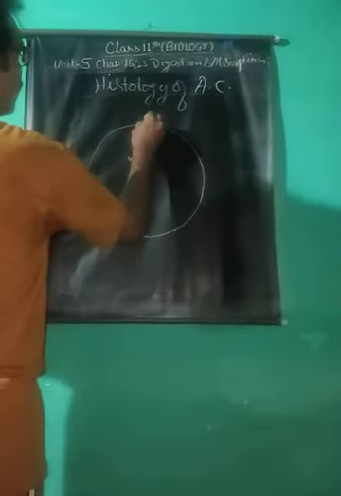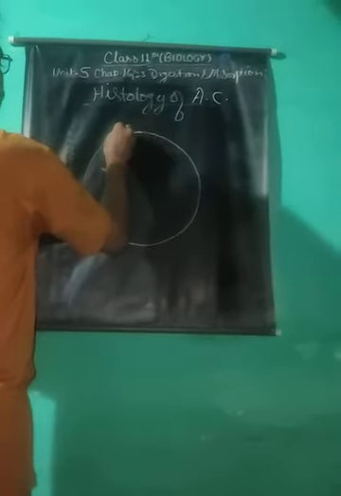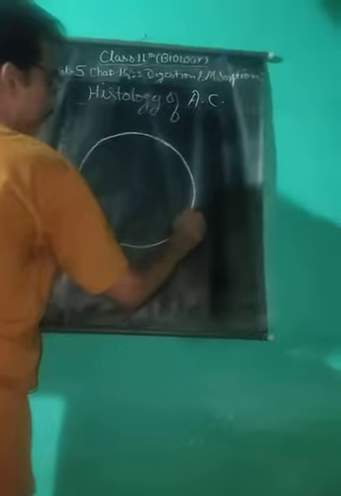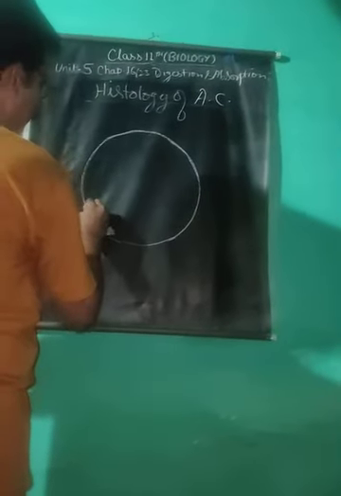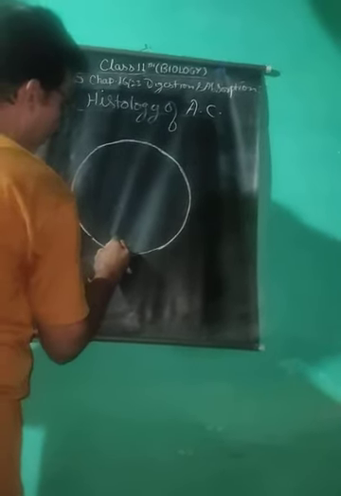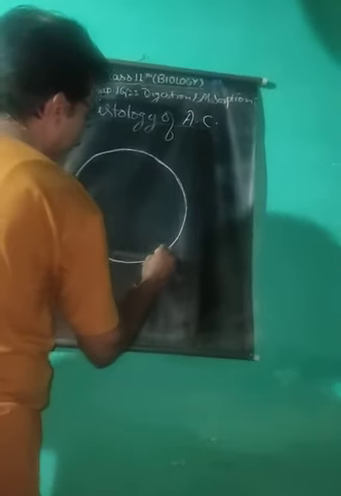From outside to inside, the outermost layer is the serosa, as it secretes a watery fluid known as serous, so named as serosa. It develops from the internal layer of peritoneum, therefore also known as visceral peritoneum.